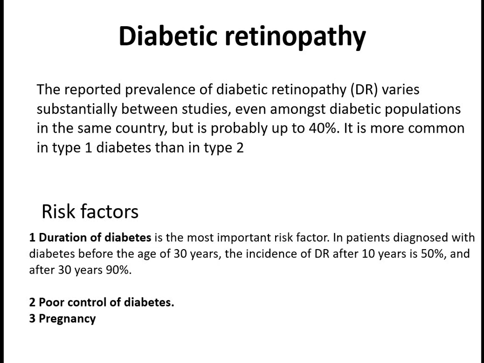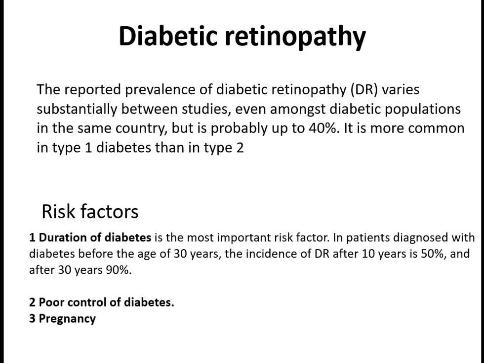The risk factor، مهم جدا أن تعرفون risk factor of diabetes. هنا أول patient يجيني with diabetes أسأله عن duration of diabetes. It is the most important risk factor. In patient diagnosed with diabetes before the age of 30 years, the incidence is increased with time, and after 10 years, the incidence is up to 50%, and after 30 years, it may increase to 90%.